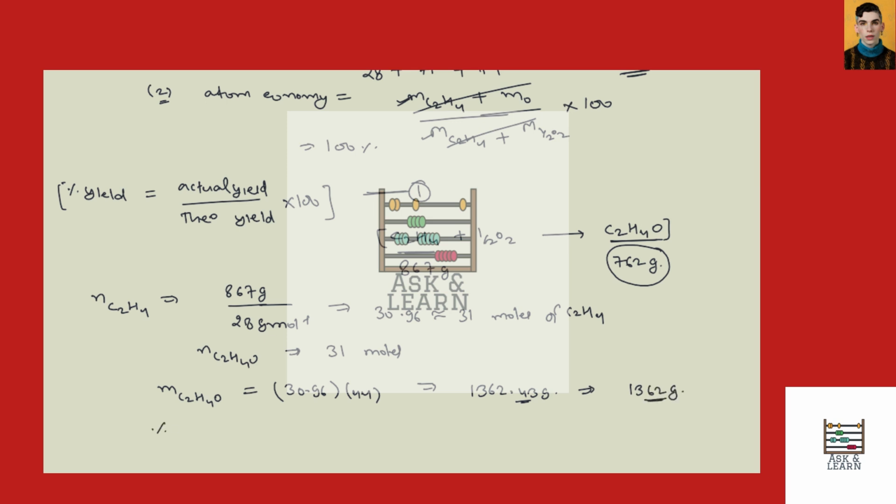Now the percentage yield formula is applied, and we can say that actual yield, which is 762 grams, is divided by the theoretical yield 1362 grams, and this is then multiplied by 100 to get the final percentage, and this is obtained as 56%. So this is the percentage yield of the product in given conditions.